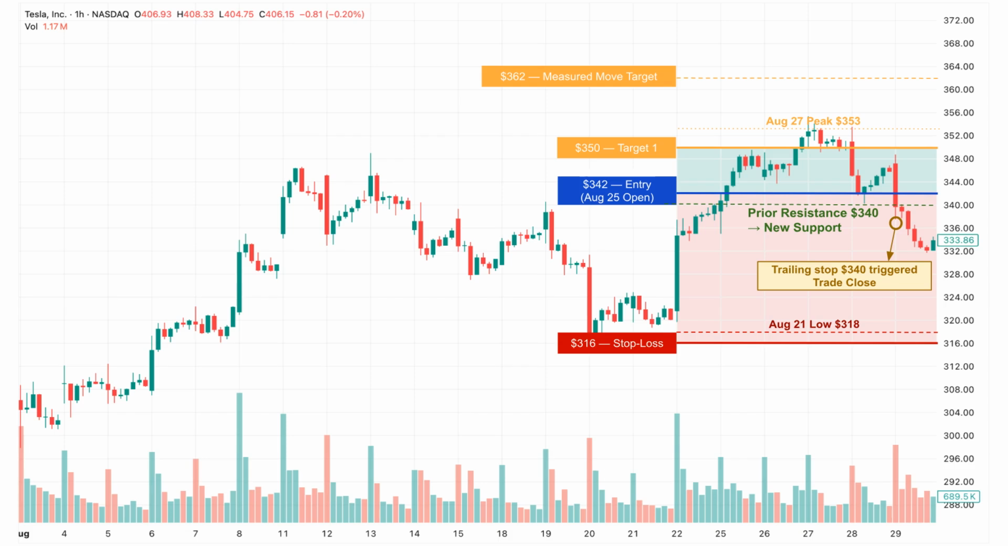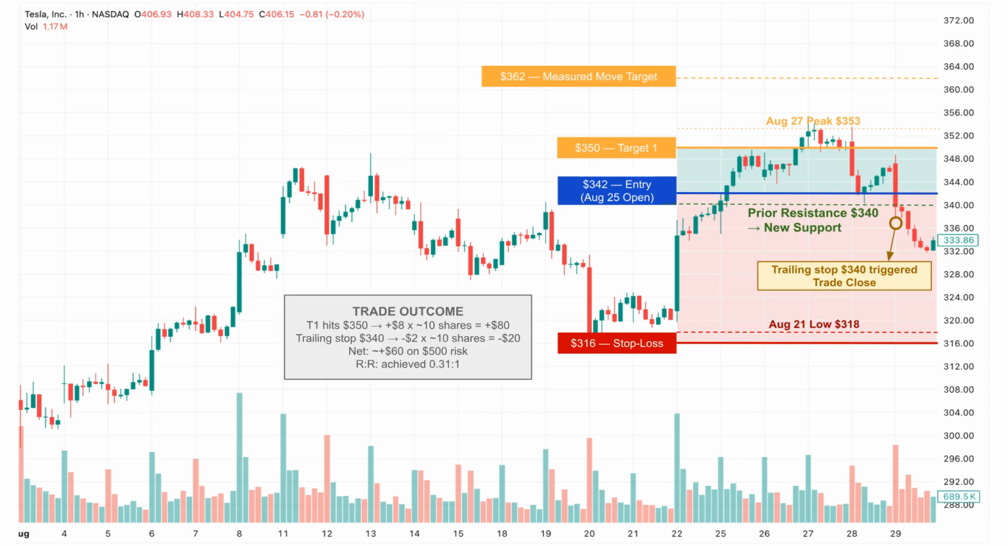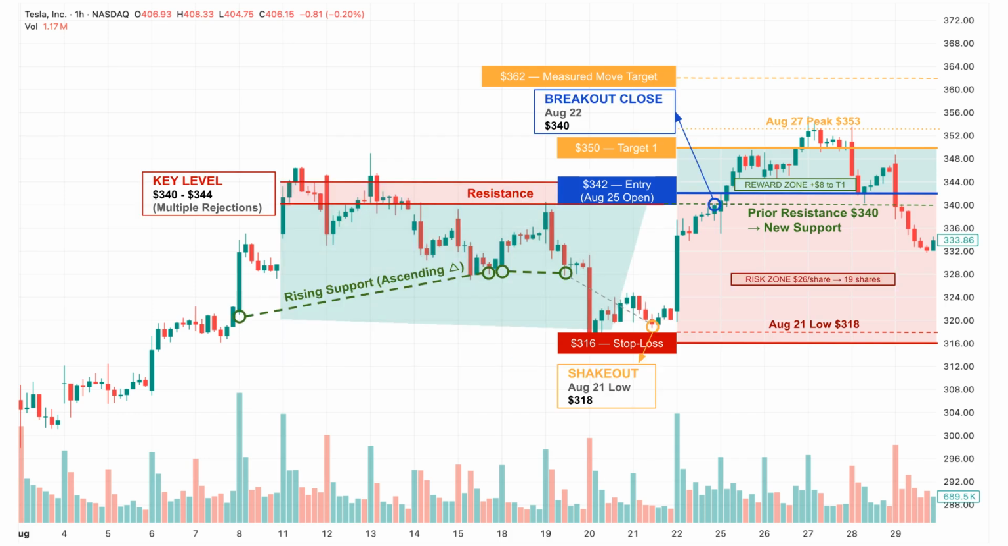The trade is closed. The outcome is not the measure. The process, applied honestly, is the point. This chart is particularly instructive, not because it produced a clean textbook outcome, but because it tested the framework at every stage. From this example, we can draw 3 key lessons.